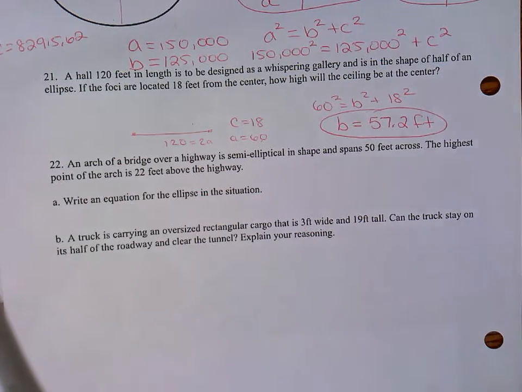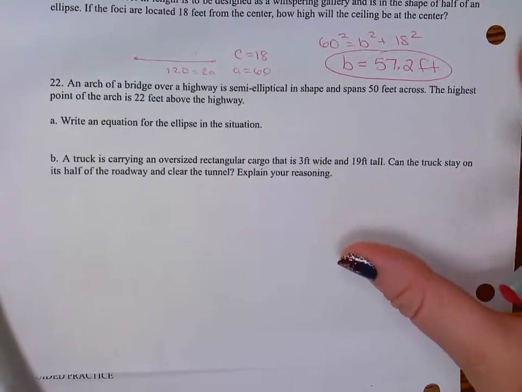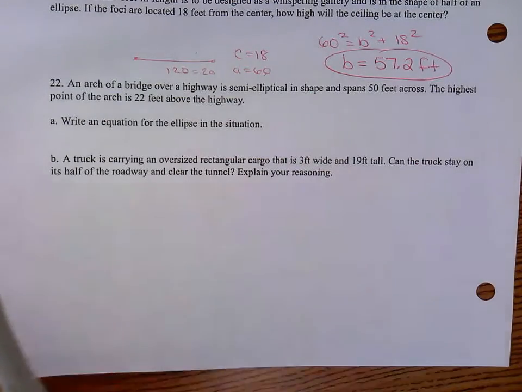So again, manipulating A, B, and C is kind of the big idea for ellipses, other than just graphing it. So number 22, let's do it together if you haven't done it, because it's a little bit different than the other problems. So this is now an arch of a bridge over a highway, is semi-elliptical in shape. It spans 50 feet across.